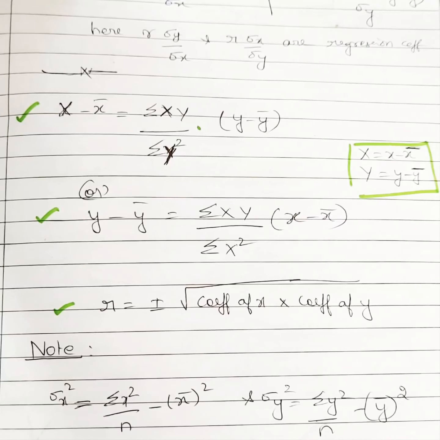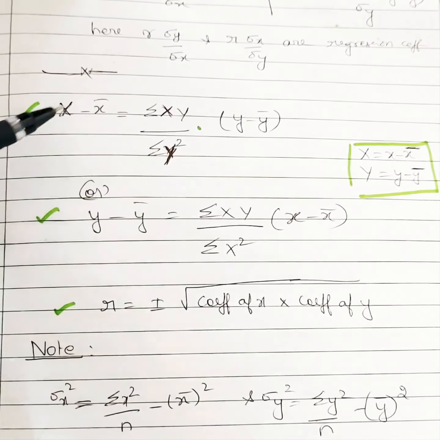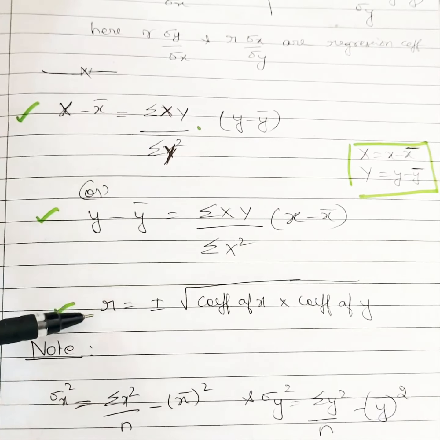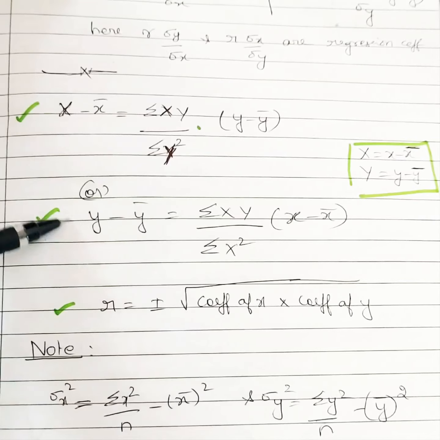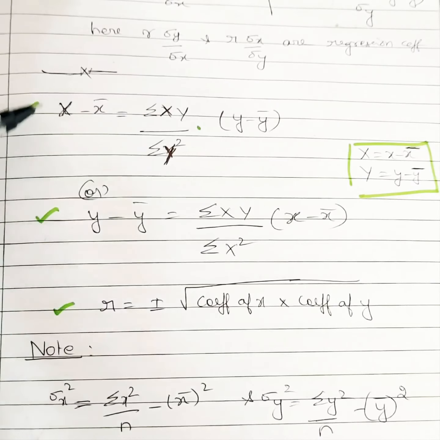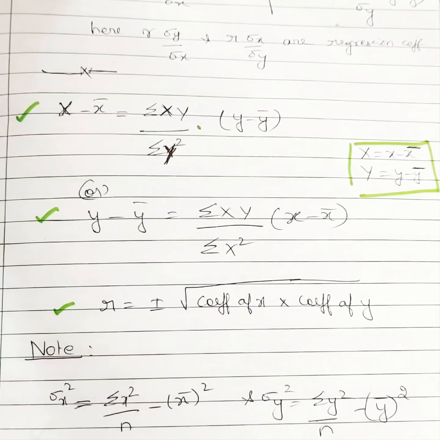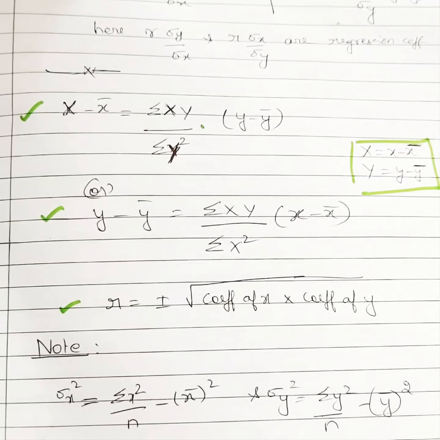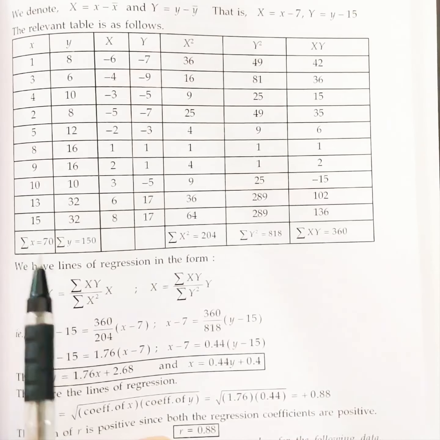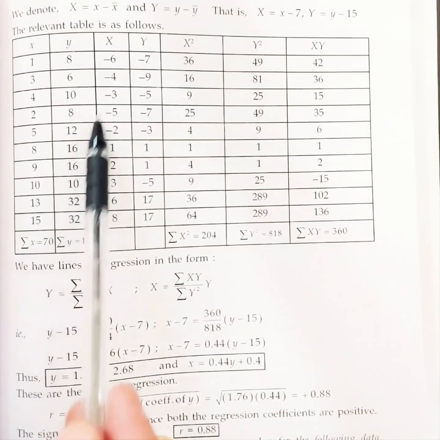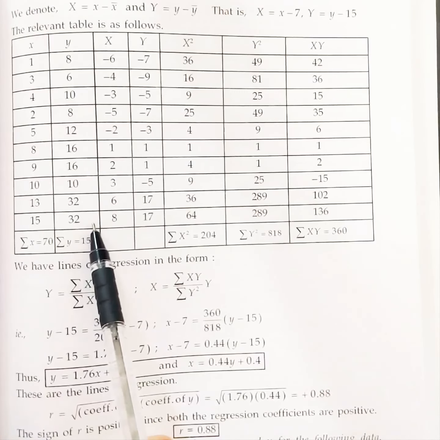And remember, we are going to use this formula to find the regression line and then R, because in the question they asked to find the regression lines and hence find R. So we are going to use this formula. Now let's see the tabular column. See here, we have x values and y values. These are small x values and y values that are given in the question.